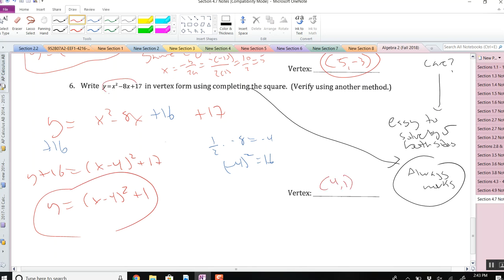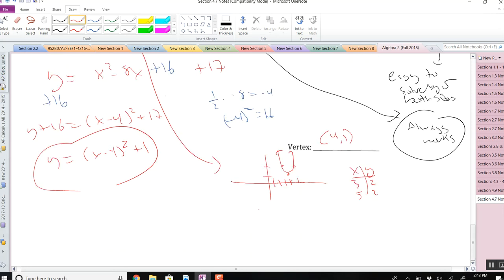So that actually makes this equation pretty easy to graph. We got (4, 1). And then you make a quick table, say like 3 and 5. I can plug into the vertex form. It's going to be a little easier. I get 2 in each case. And by the way, there are no x-intercepts.